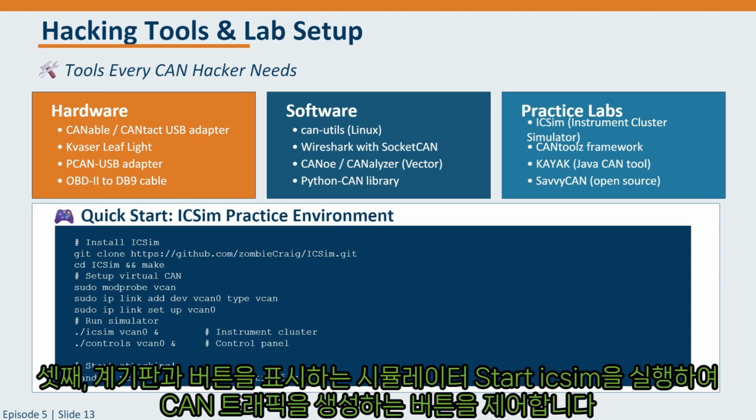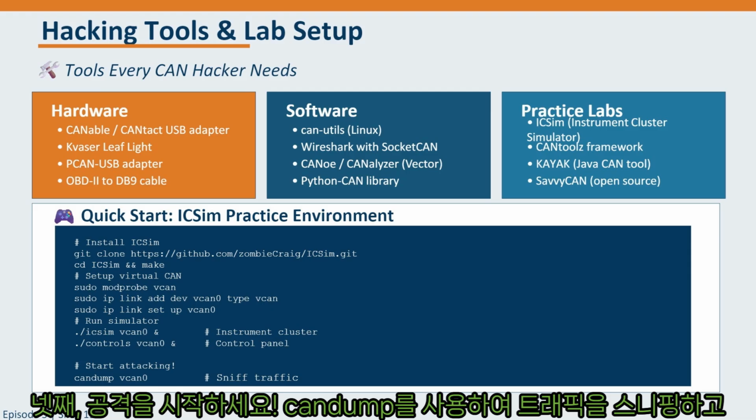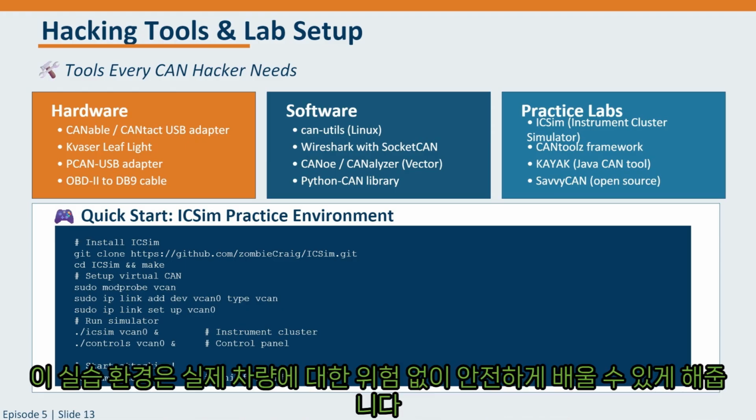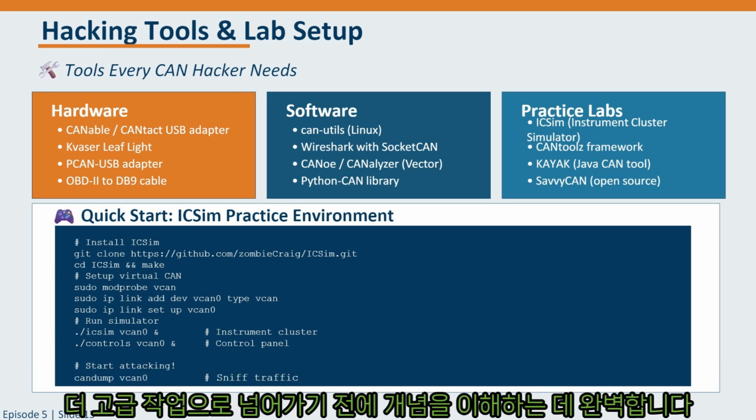Third, run the simulator. Start ICSim, which displays an instrument cluster, and controls, which gives you buttons to generate CAN traffic. Fourth, start attacking. Use CANdump to sniff the traffic and figure out which CAN IDs control the speedometer, turn signals, and door locks. This practice environment lets you learn safely without any risk to real vehicles. It's perfect for understanding the concepts before moving to more advanced work.